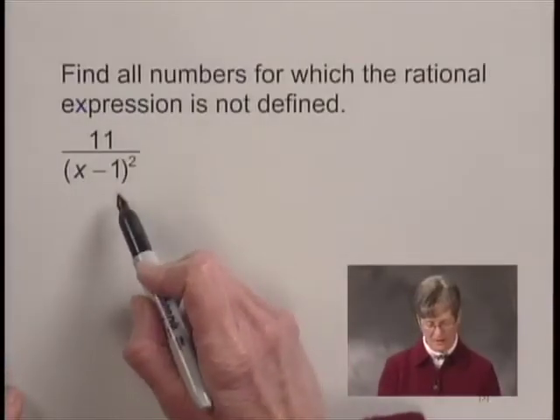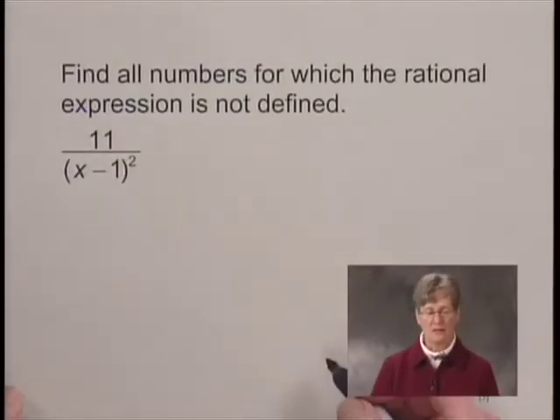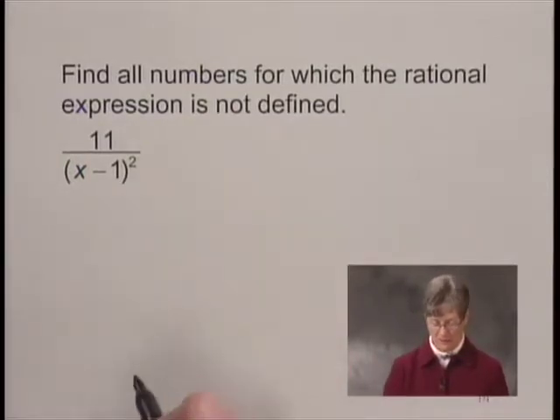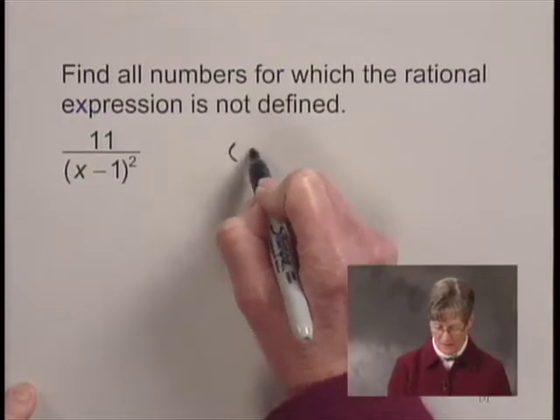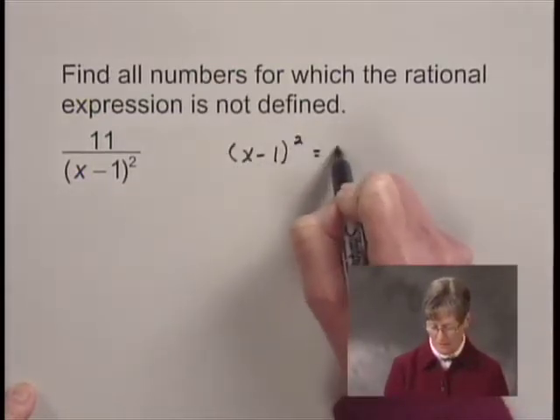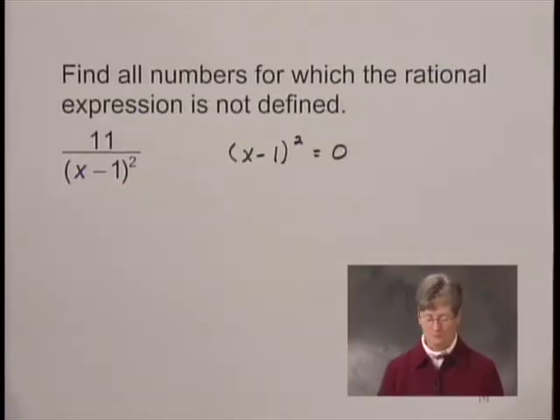In this exercise, we have a rational expression, and we want to find all the numbers for which the expression is not defined. The expression is 11 over (x minus 1) squared. Now, this will not be defined when the denominator is equal to 0, so we need to find the values of x for which the denominator, (x minus 1) squared, is equal to 0.